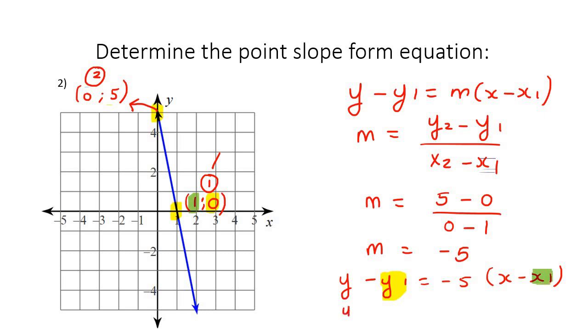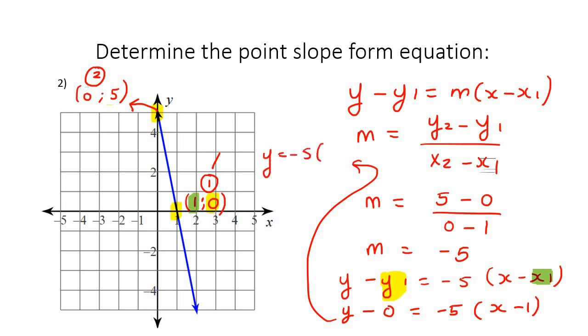And so you end up with y take away 0 equals negative 5, and then in brackets x take away 1. Now over here you have y take away 0, which is just y. So you could rewrite the final answer as just y on the left equals negative 5, and then in brackets x take away 1.